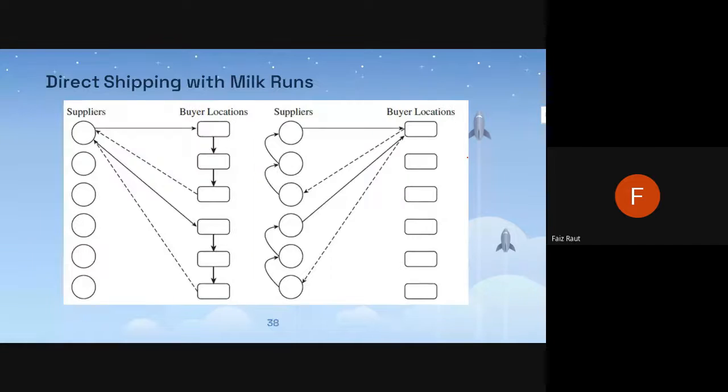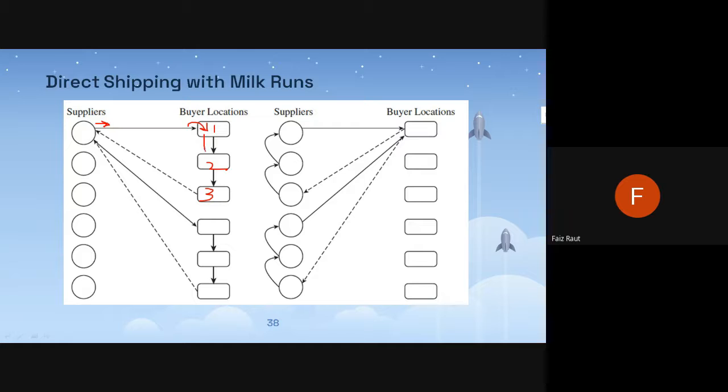Then next is the direct shipment with milk runs. In this case, one supplier is supplying to maybe these three buyers. There are three buyers here, 1, 2, and 3. This supplier can transfer to these three buyers in one go. That means my truck will leave from here, and that truck will contain items which are supposed to be delivered to all three buyers. So my truck will go here and deliver this buyer's products.